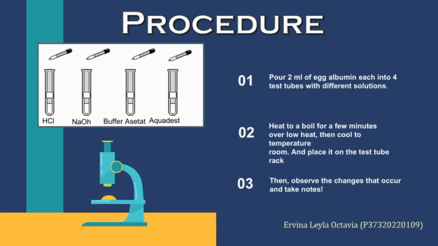Next is the procedure. This picture shows HCl, NaOH, acetate buffer, and aqueous. First, pour 2 ml of egg albumin each into 4 test tubes with different solutions. Second, heat to a boil for a few minutes over low heat, then cool it to room temperature and place it on the test tube rack. And the last, observe the changes that occur and take note.